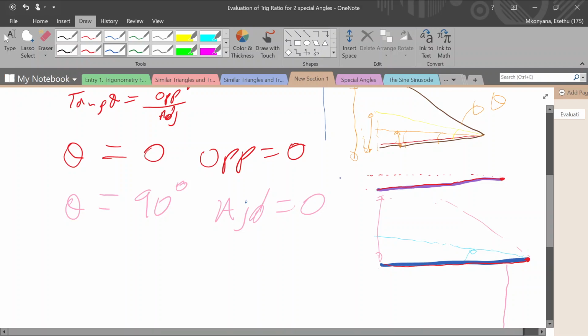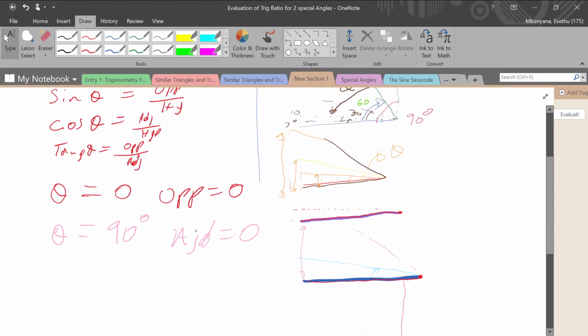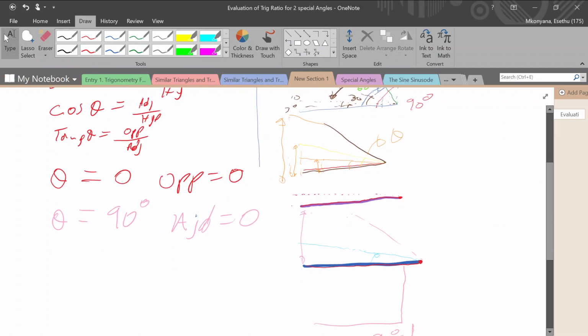So this is what we have seen: in the case when theta is 0, your hypotenuse goes down and down until it lays on top of the adjacent. In this case, your hypotenuse goes up and up until it lays on top of the opposite, making the adjacent basically non-existent. So what does this mean, having these opposite sides and this being 0? Virtually a triangle that is very hard to imagine.